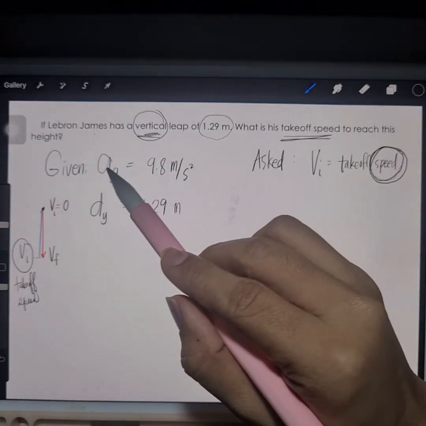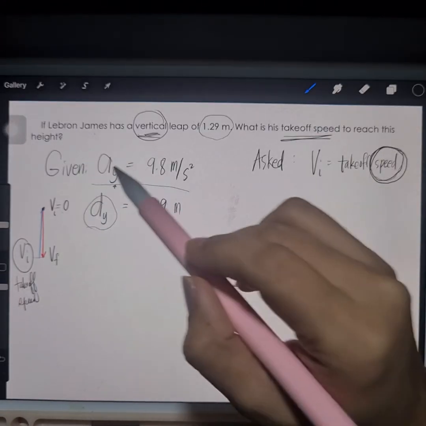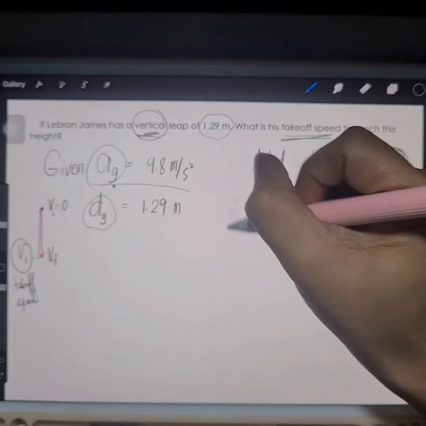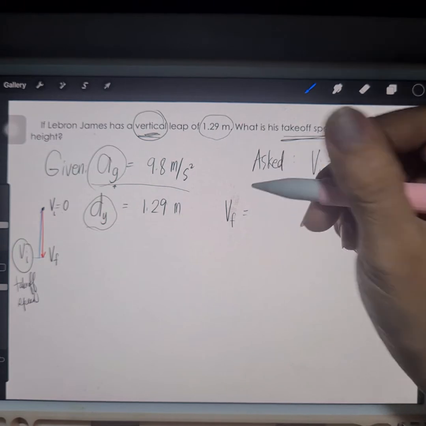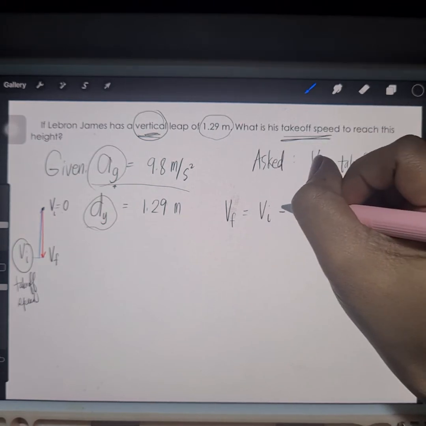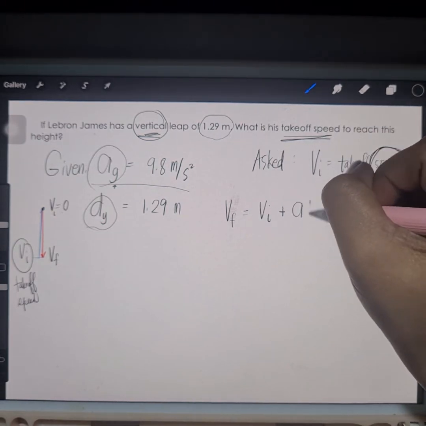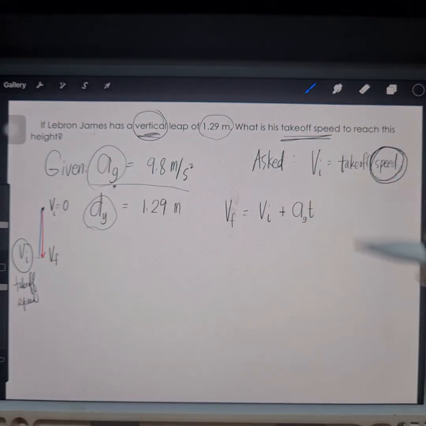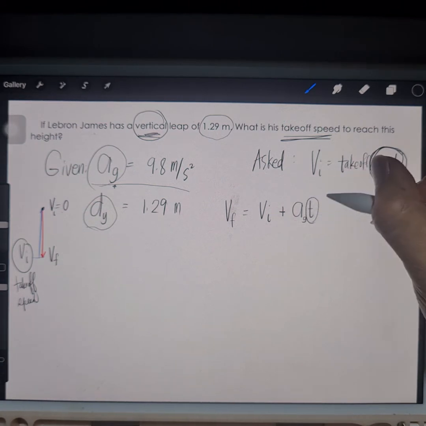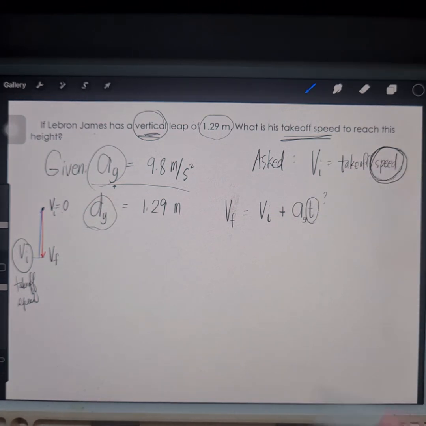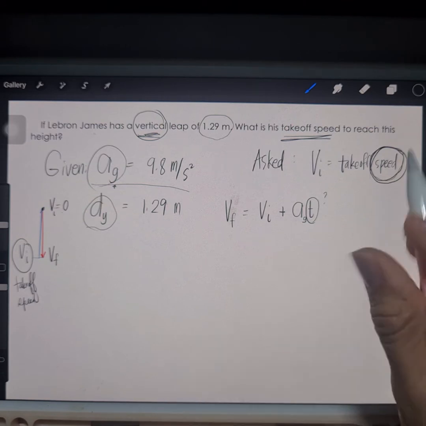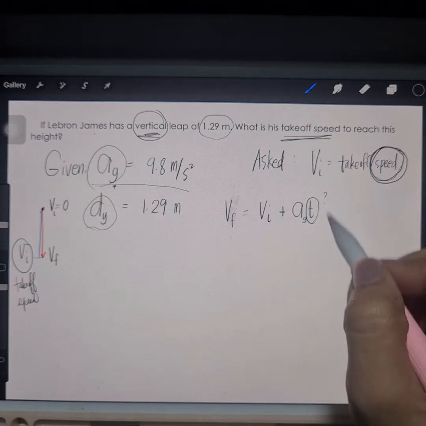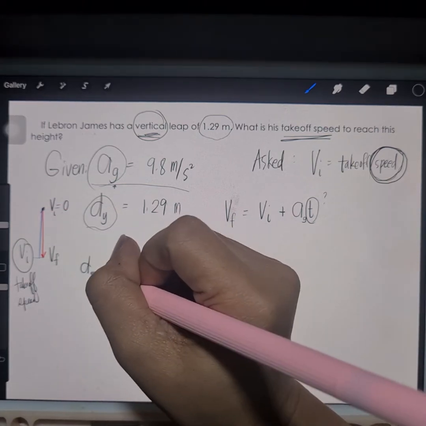What formula are we going to use? We already have these given, and to get the final velocity, we can use this kinematic equation: Vf equals Vi plus Ag times t, acceleration due to gravity times t. But we do not know t yet. So we can use another equation that will make us find the value for time. We can use this equation.